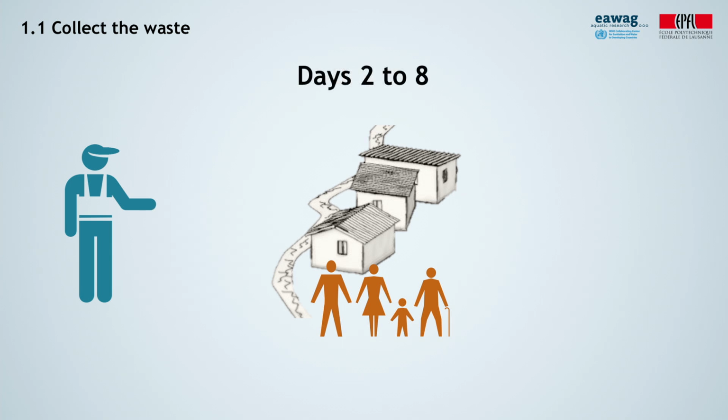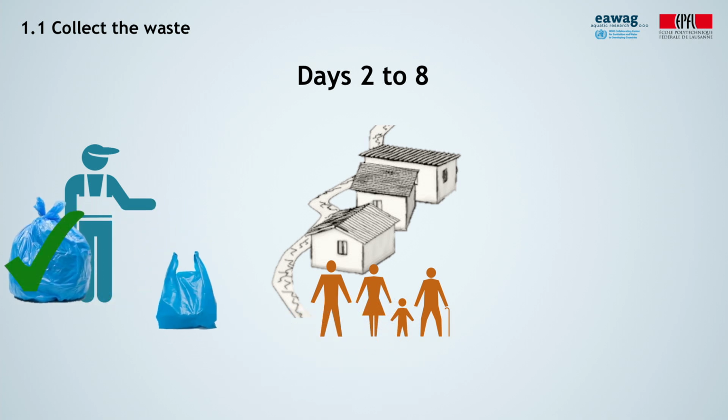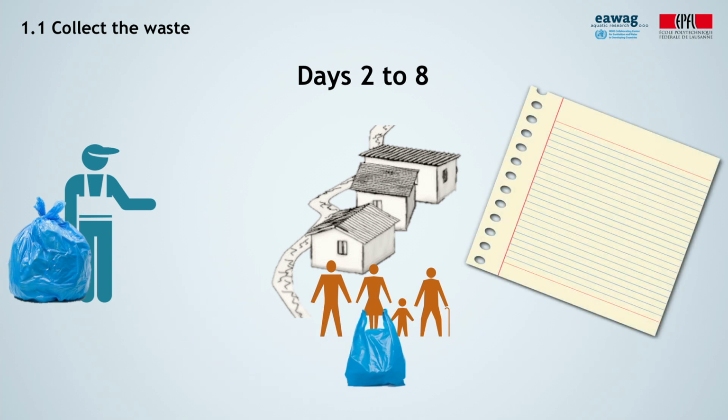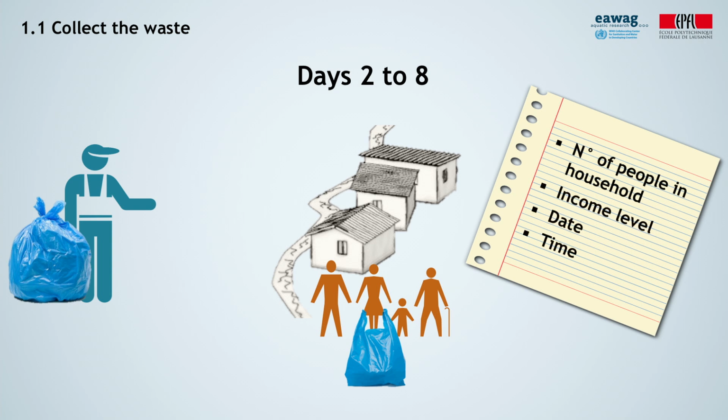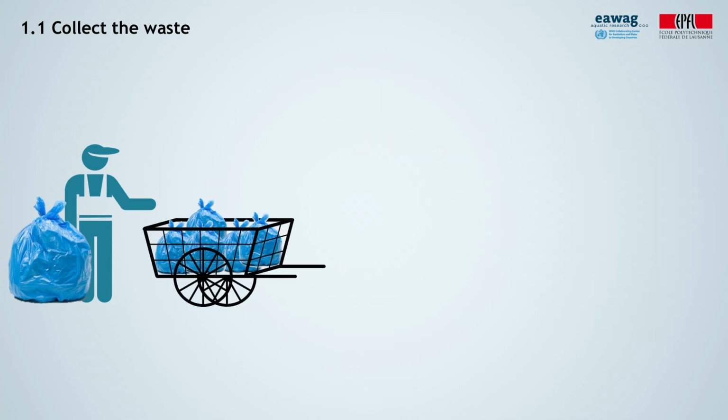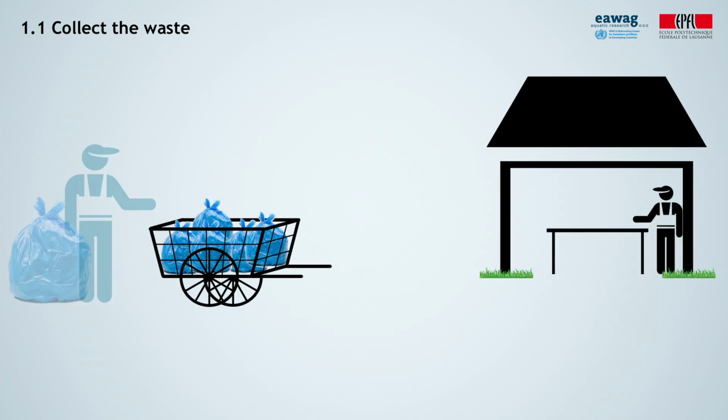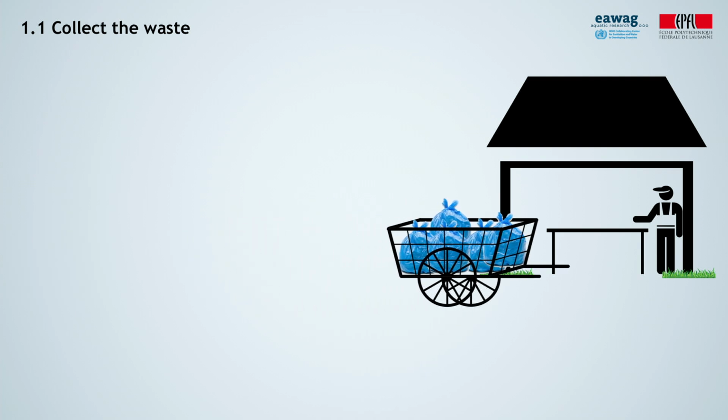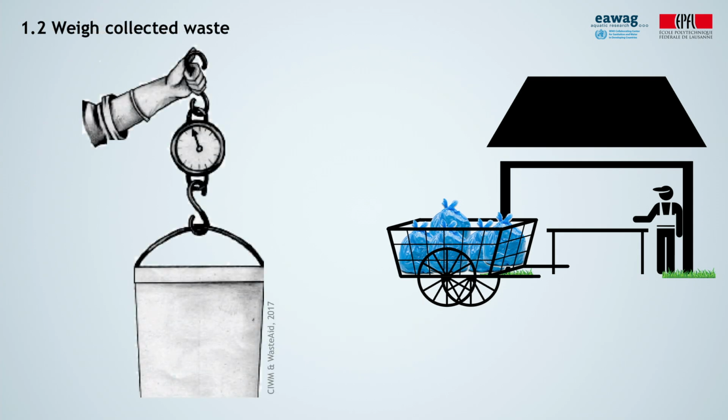On all the other days, from day number 2 to 8, collect the bags filled with waste from the previous day and provide a new bag for the next day. Note the following information on each bag: number of people in the household, income level, date, and time. Every day, bring the collected bags to the measurement site for analysis. Use a convenient vehicle for transport. Once all the waste from all households collected on one day is brought to the site, weigh each sample bag and record the weights in the data spreadsheet.